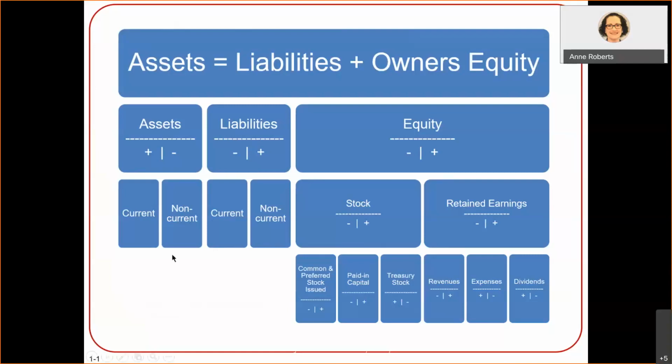Then non-current assets are going to be things like automobiles, computers, equipment, buildings, land. Those things are going to be used for much more than one year. So that's one of the big things there on current versus non-current assets. Any questions there regarding assets?